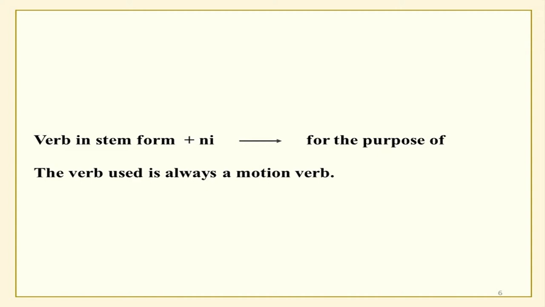The first one we are going to do now is verb stem form and particle ni. Now what does it show? Particle ni like this with a verb in its stem form shows purpose. Another important thing that you need to remember over here is that it can only be used with motion verbs. And what are motion verbs?